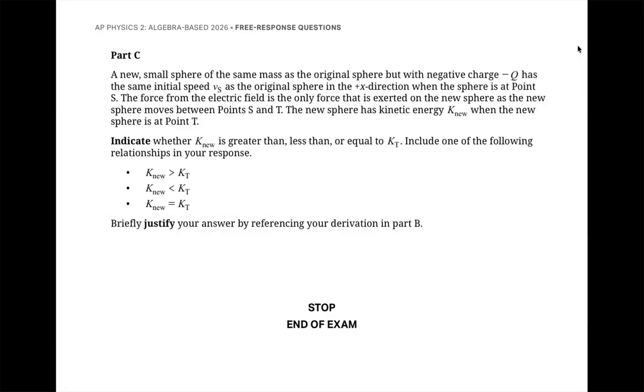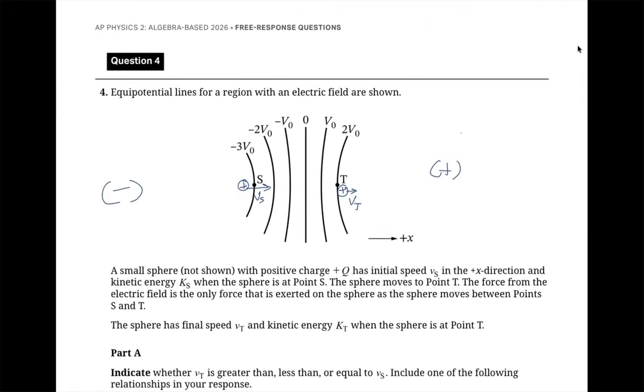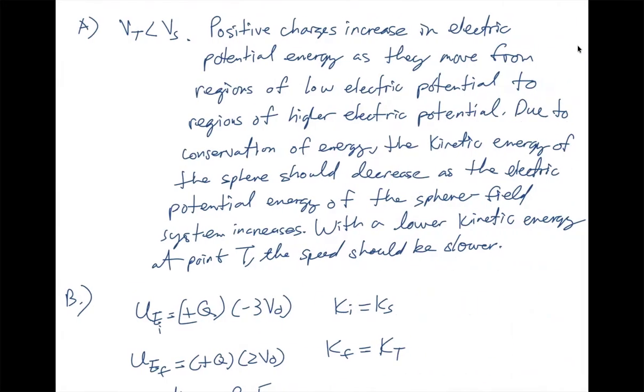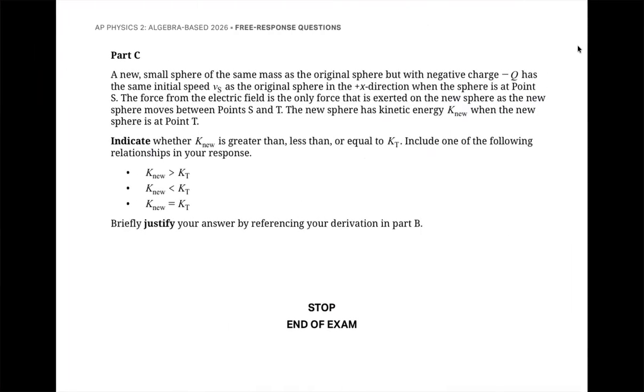Well, negative charges, when they move from regions of low potential to high potential, actually get faster, because that should technically be a decrease in electric potential energy. We can kind of see the negative charge should accelerate as it moves from a region of negative charge creating the negative potentials to a region of positive charge creating the positive potentials. And let's see if that actually matches with our derivation in part B. Yeah, we have to justify using our derivation in part B.